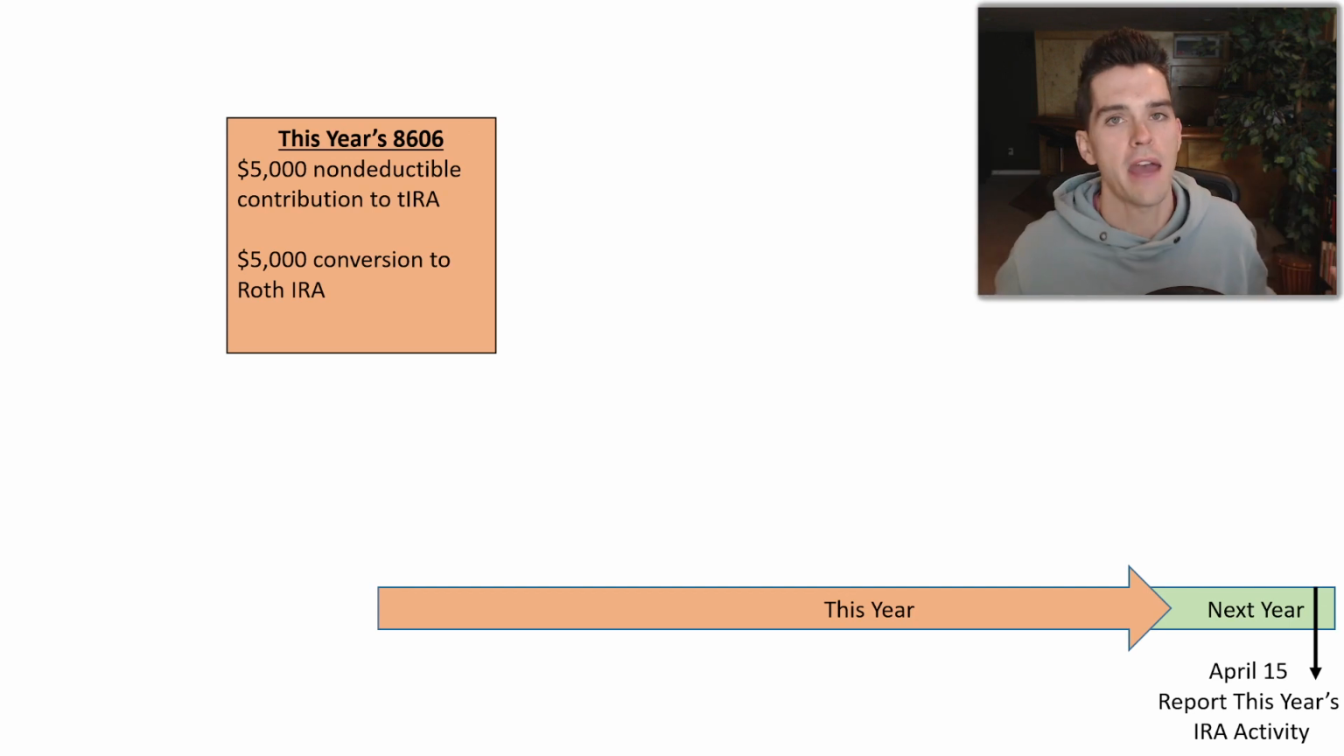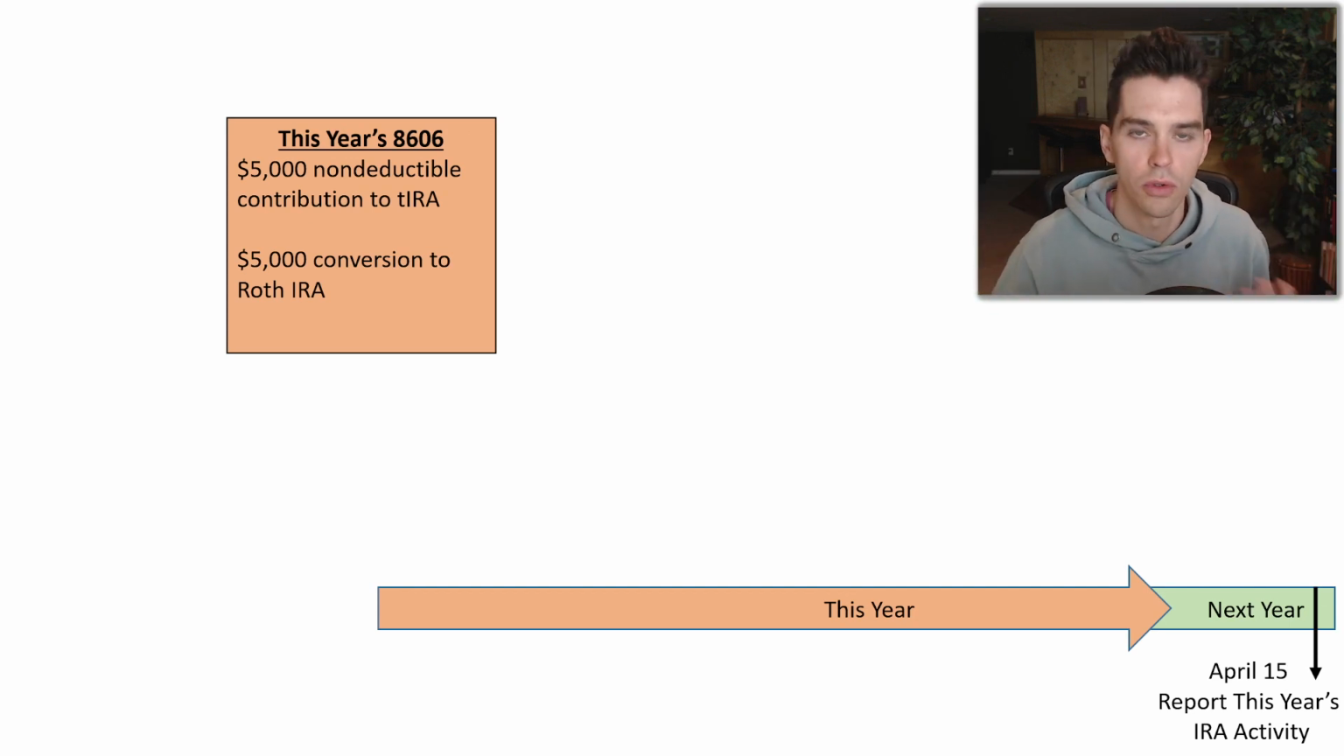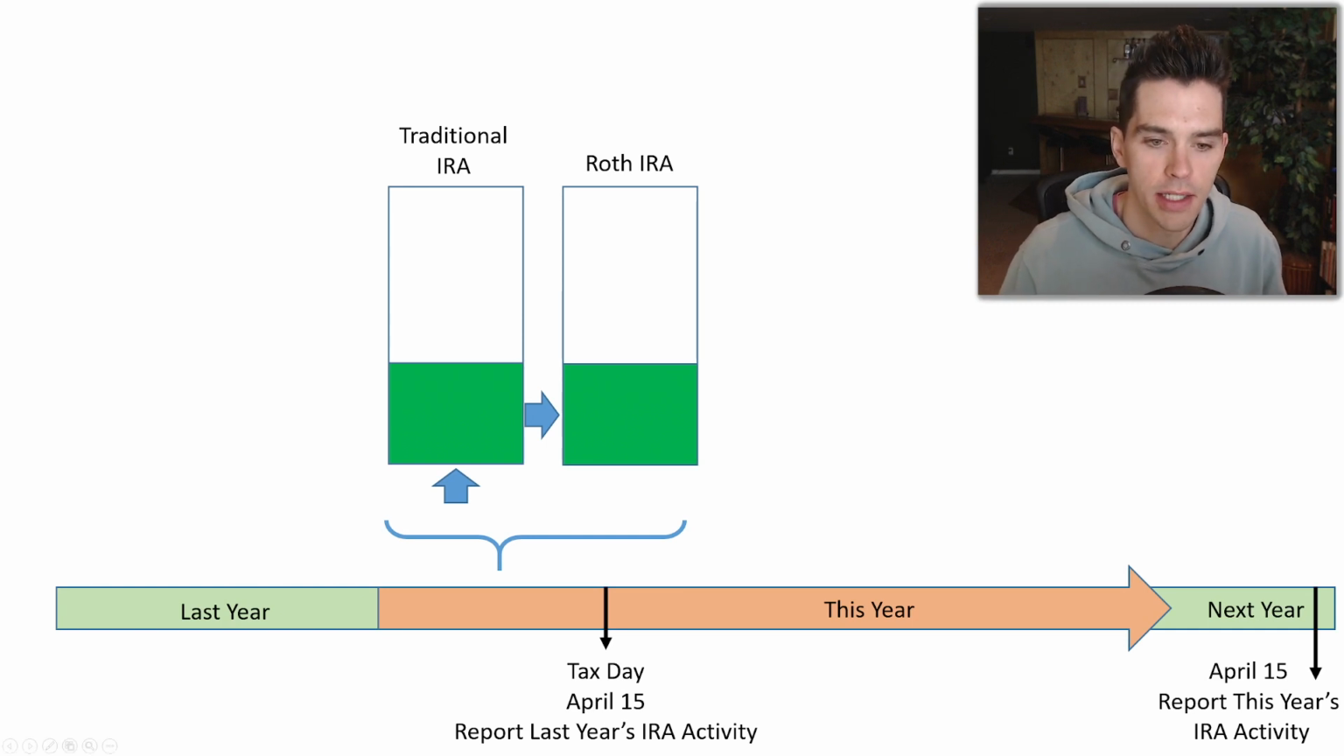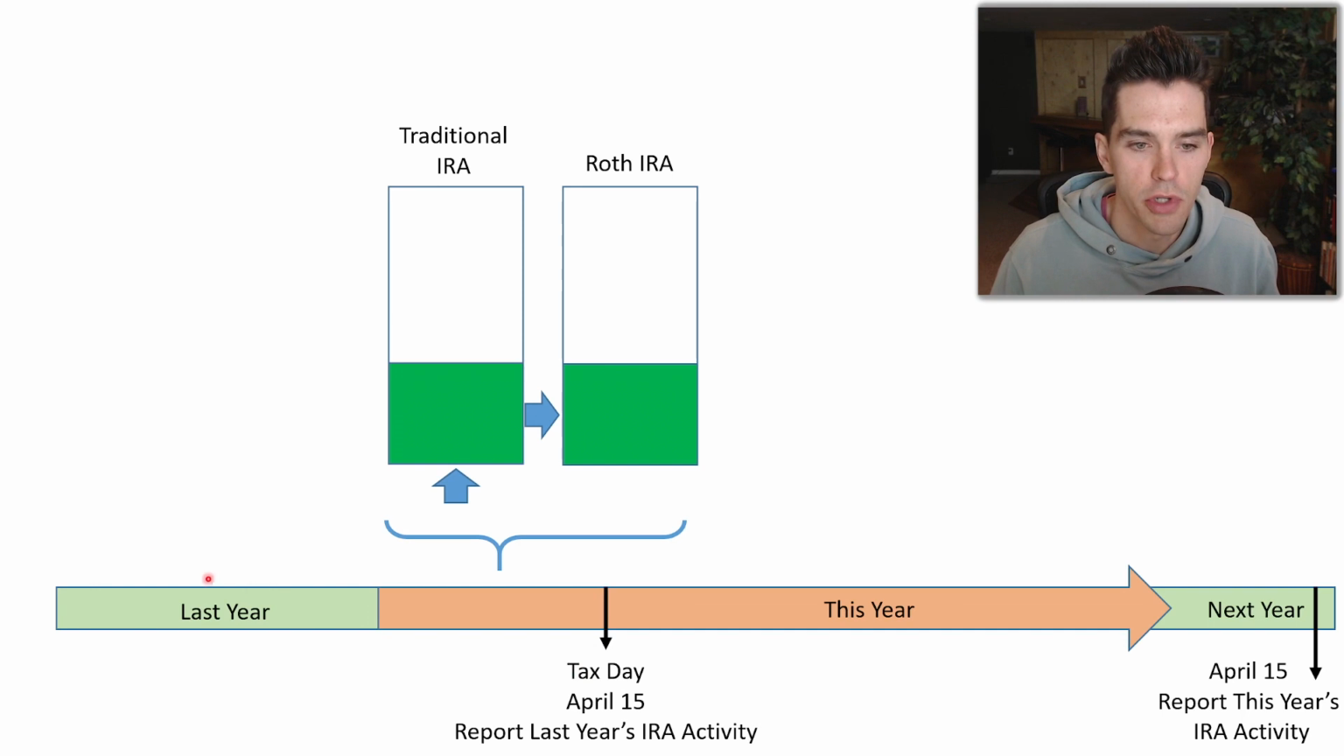And of course, there are going to be caveats. What if the balance grew before you did the conversion? That's not what this video is about. What this video is about is what if you want to make a contribution for last year and you want it to be a backdoor Roth contribution? So what we're talking about here is we're in the time between January 1st and tax day, usually April 15th, of a given year. But we never made an IRA contribution for last year.